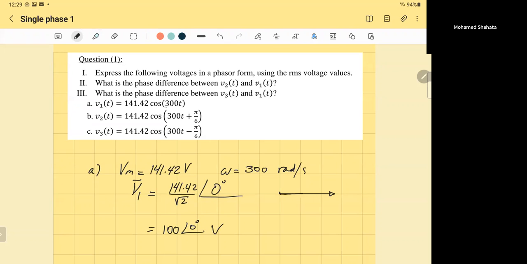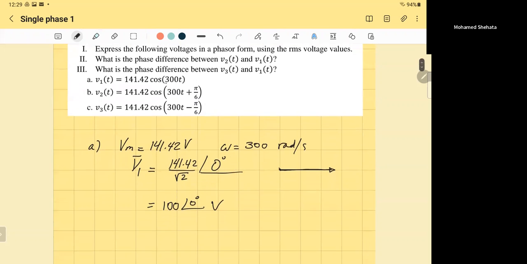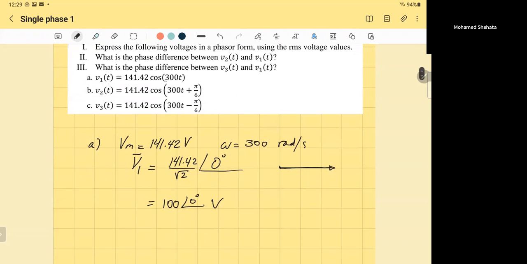All right. What value do you get exactly? Root mean square. By root 2, you get the root mean square. And that's the way you're going to sketch it as a phasor, just a line on the x-axis. Let's go for part B.